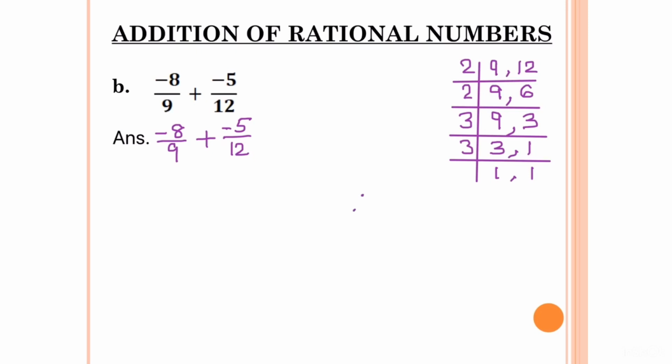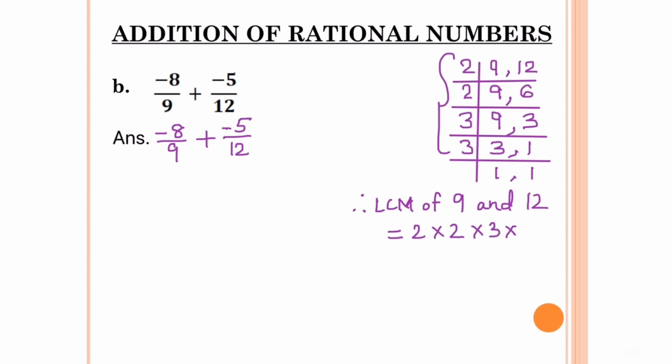Therefore, LCM of 9 and 12 is equal to, multiplying these factors, 2 times 2 times 3 times 3. This is equal to 2 times 2 is 4, 4 times 3 is 12, 12 times 3 is 36. Therefore, LCM is 36. So, we are going to convert the denominators as 36.